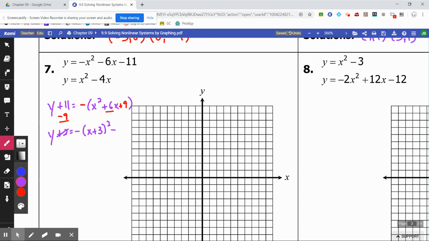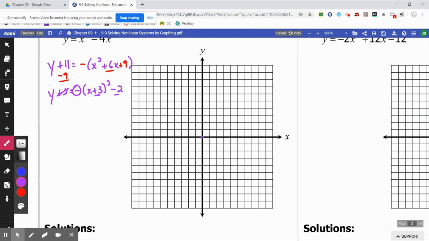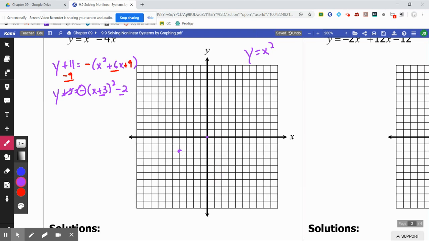Move the plus 2 over by doing minus 2. So now there's your transformations. We're going to flip it, and then we're going to move it left 3 and down 2. So every point start at 0, 0. That's on your original y equals x squared, the original parent function. 0, 0. Flip it, move it left 3 and down 2. It moves to here. What used to be at 1, 1, flip it, move it left 1, 2, 3, and down 1, 2. It is now there.